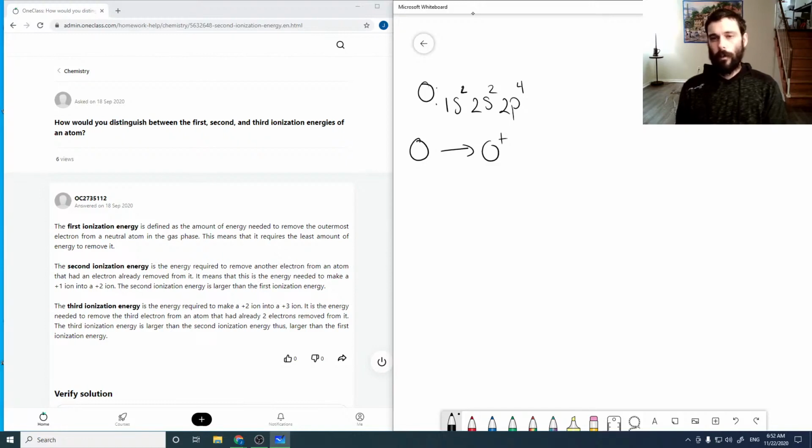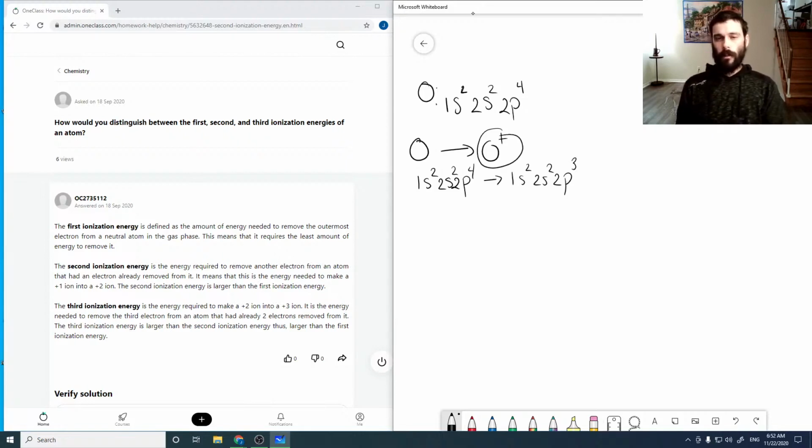And so the configuration would be going from 1s2, 2s2, 2p4, to 1s2, 2s2, 2p3. All right, so we're removing one of the outermost electrons and ionizing the atom, because now there's only 7 electrons and 8 protons, so now we have a positively charged species.